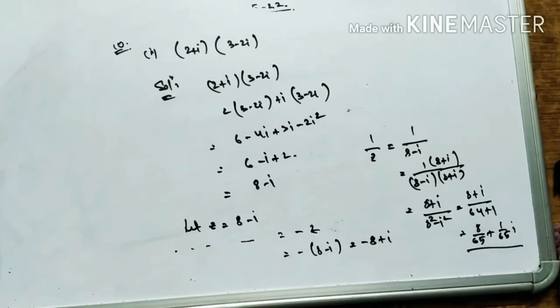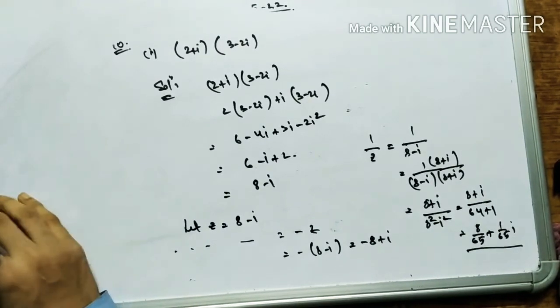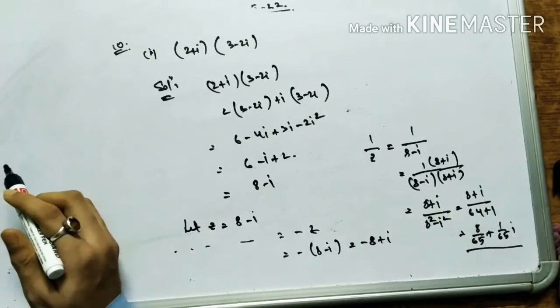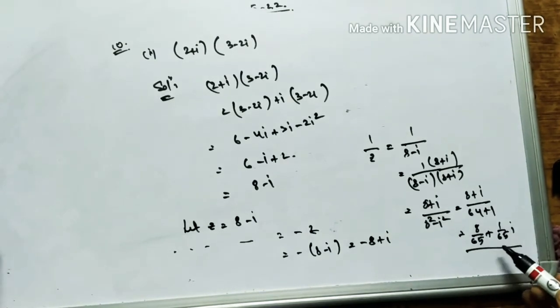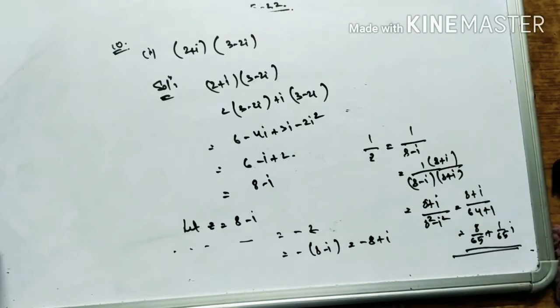Let me check the back answer. 8 by 65 plus 1 by 65 i. Okay.